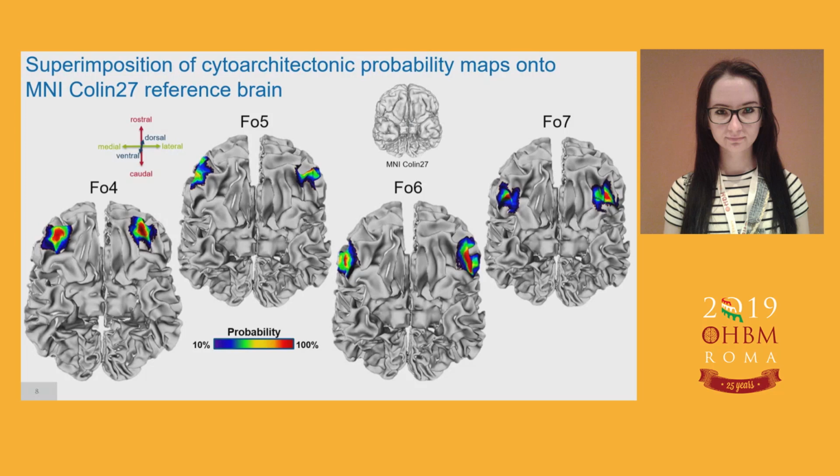Red regions, for example, indicated that the specific area was found in this voxel in all 10 brains. Blue indicated that just 1 out of 10 brains had this areal extent. Our maps will be available in the Human Brain Project's BigBrain reference space, as well as the MNI27 and the MNI152 reference brain.